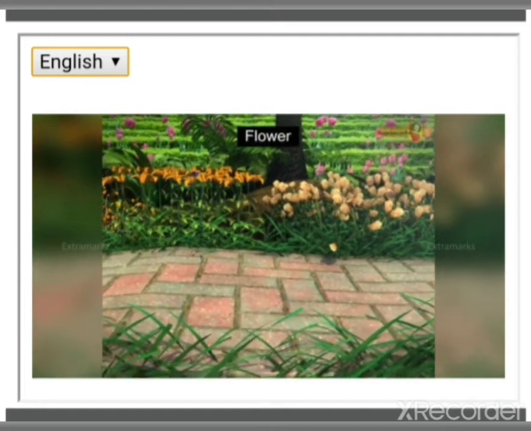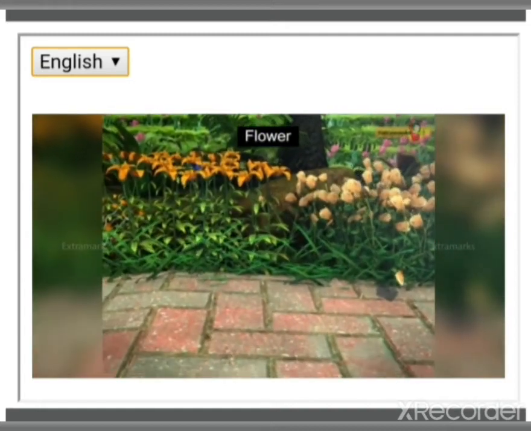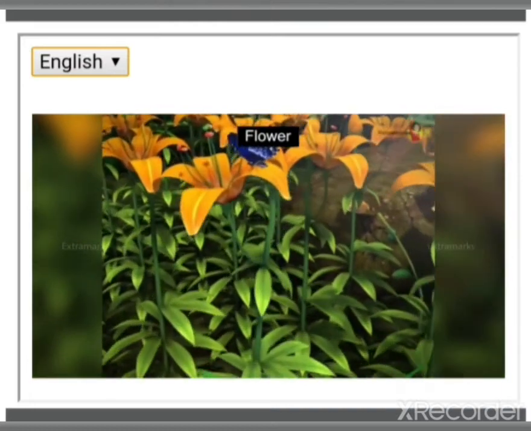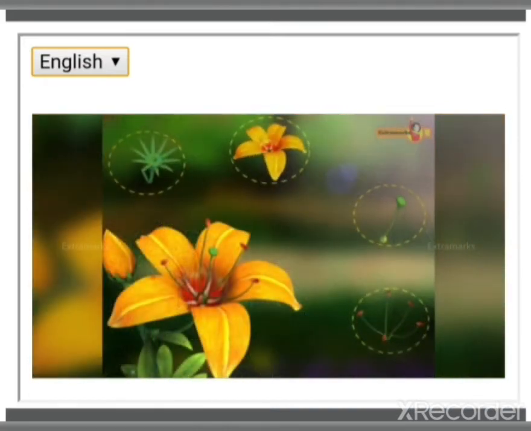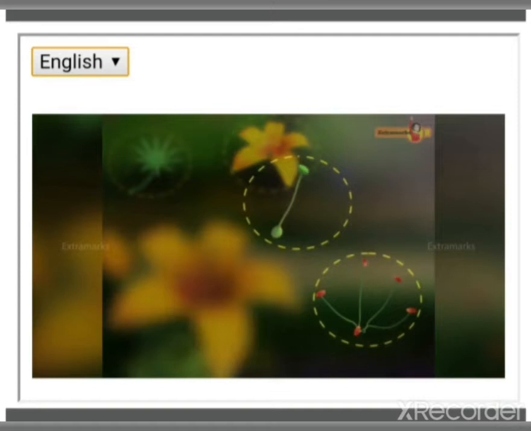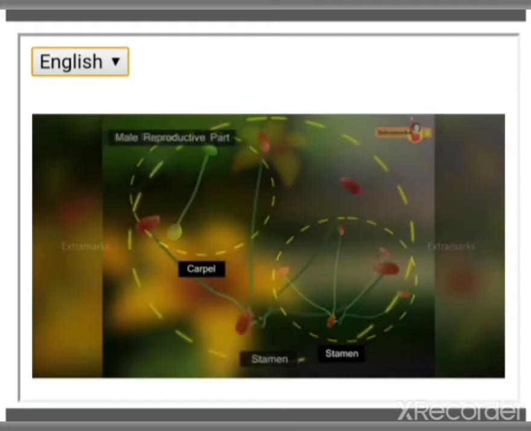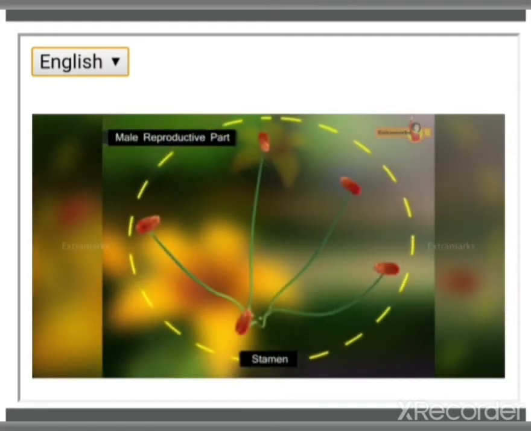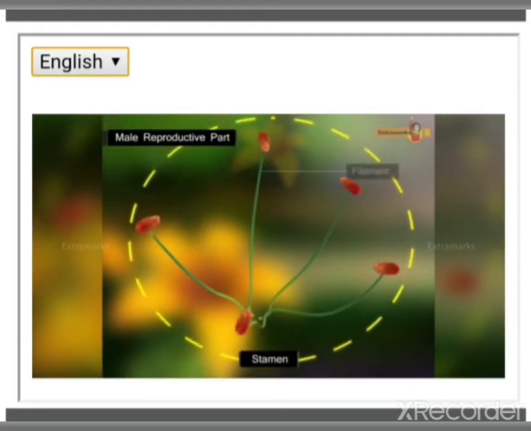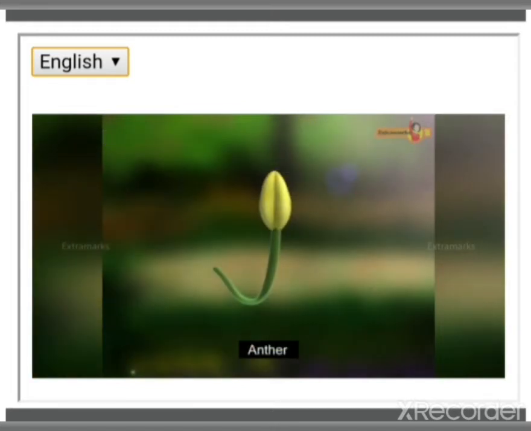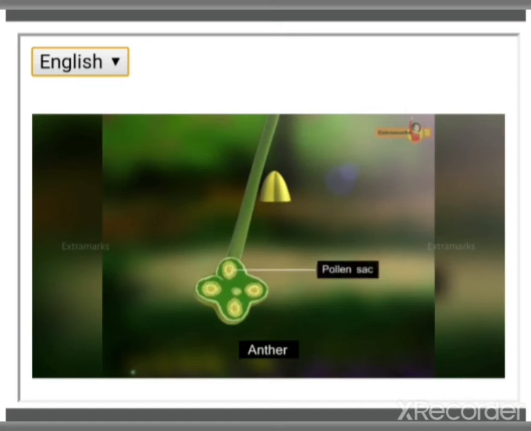Flowers are the most beautiful part of a plant. Sexual reproduction in plants takes place with the help of flowers. The male reproductive part of the flower is the stamen, and the female reproductive part is the carpel. The stamen is a cylindrical stalk-like structure which consists of filament and anther. The anther consists of pollen sacs.